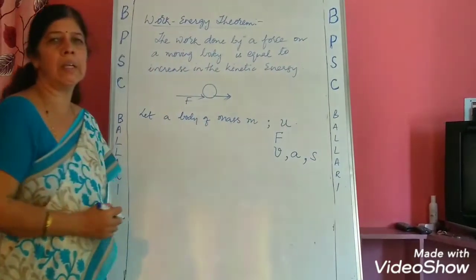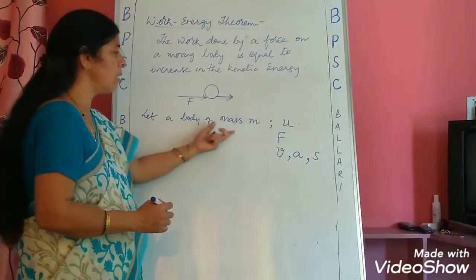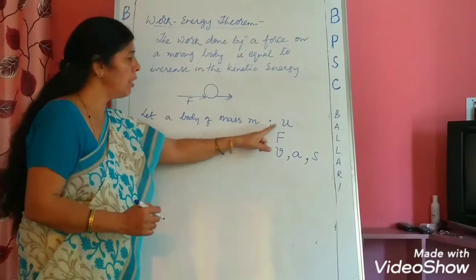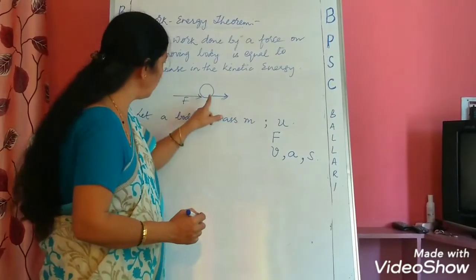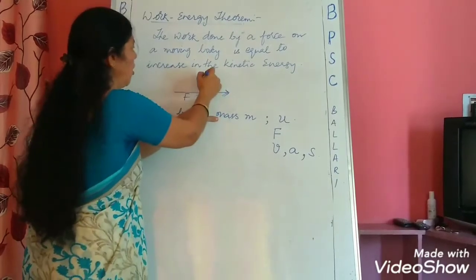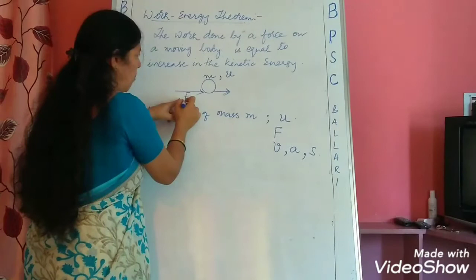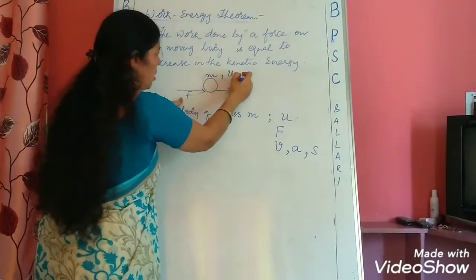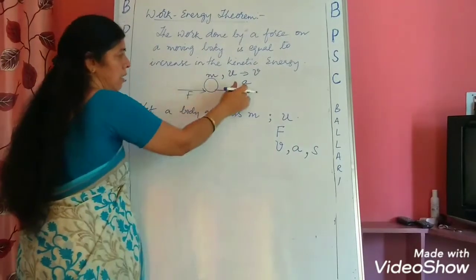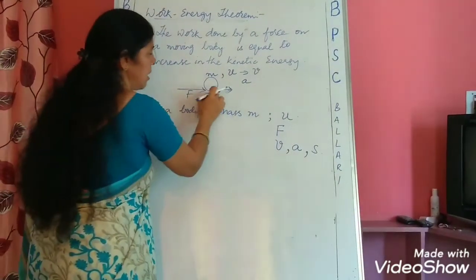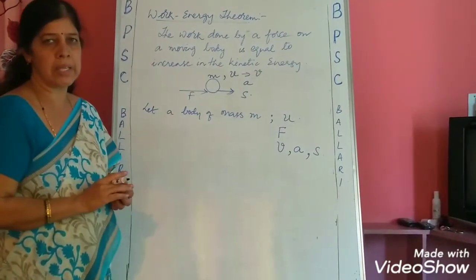and that displacement or distance will be equal to s. Once again I repeat, let us consider a body of mass m moving with the initial velocity u. I am applying force on the body, then the velocity changes to v. So there is acceleration acting on the body. What is the distance covered by the body? The distance covered is equal to s.